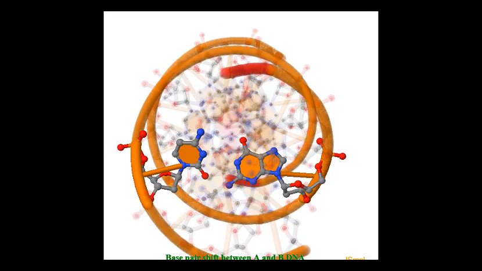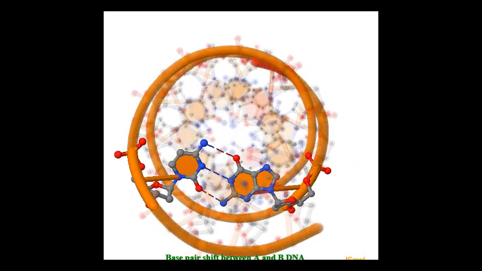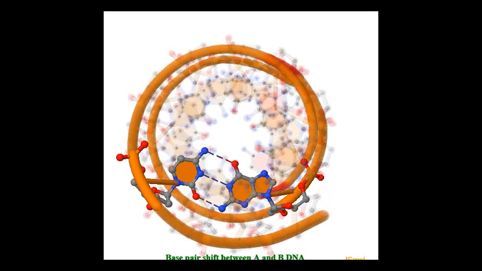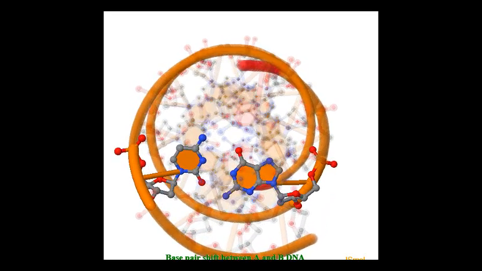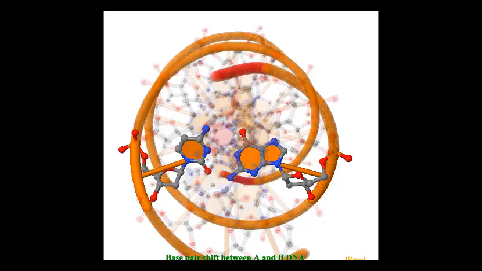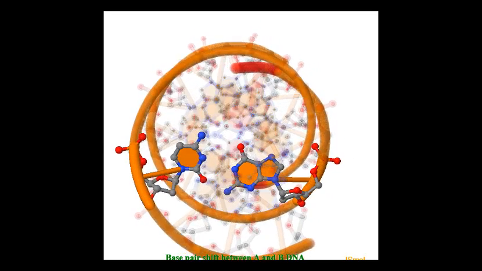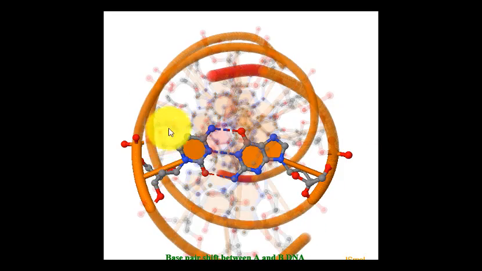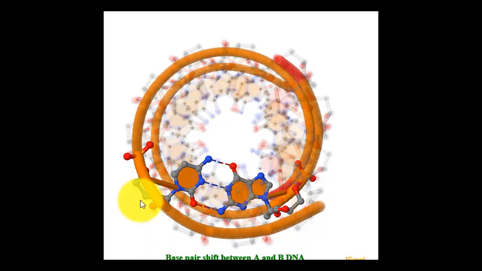The base is present at the center, and then the major groove is wide and the minor groove is narrow in bDNA. In aDNA, you will see the major groove becomes narrow and the minor groove becomes wide. So this is the difference between bDNA and aDNA when you see the DNA from the top.